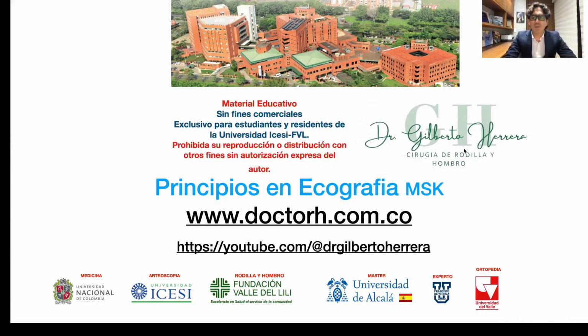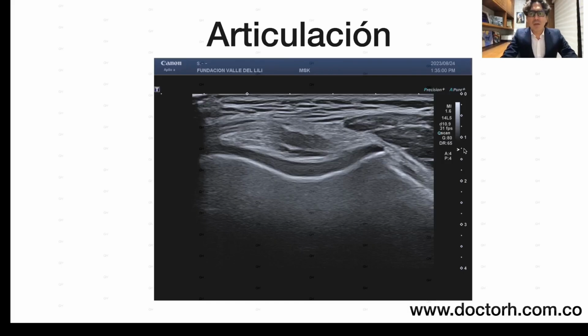We continue then with the principles of musculoskeletal ultrasound, and the next structure that can be evaluated are the joints, keeping in mind that ultrasound is not an exam for intra-articular identification. Joints can only be evaluated, let's say, in a tangential or partial way. For example, we can identify cartilage in certain areas, such as the knee.